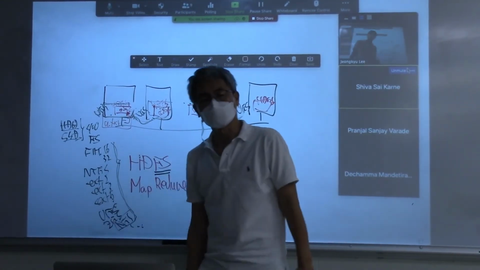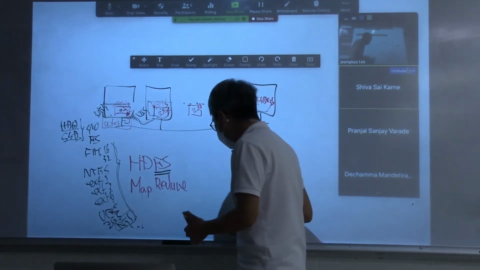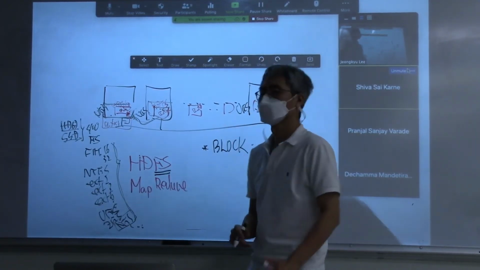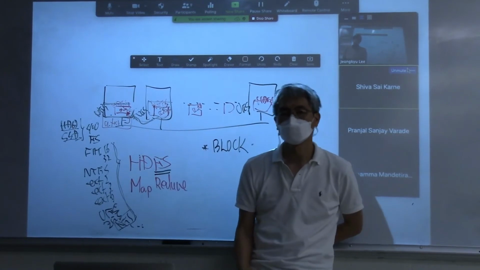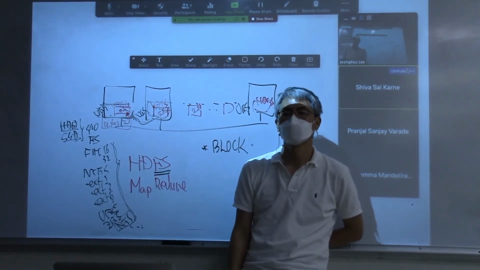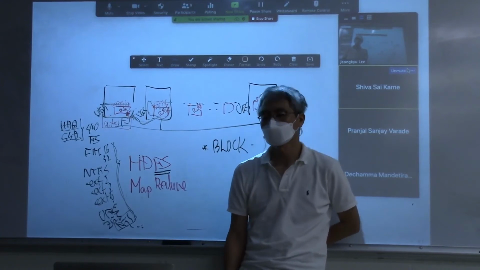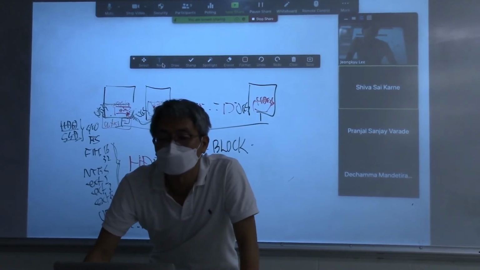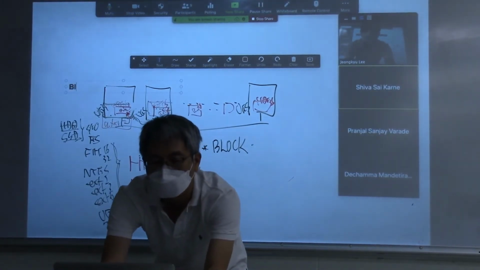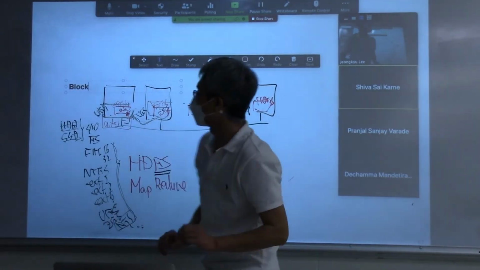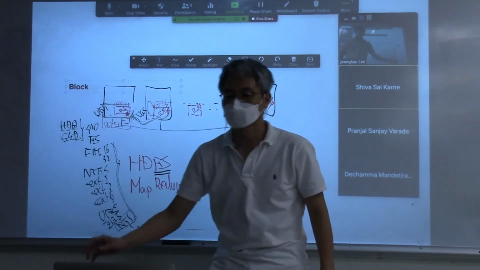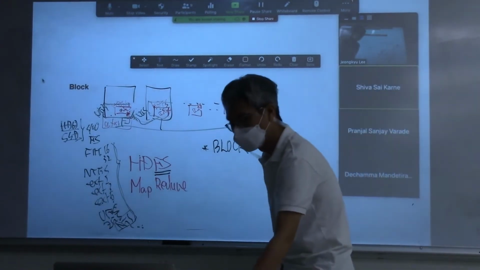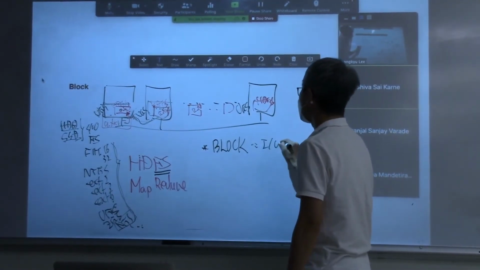Then, what are the differences? The first difference is block. So what is a block? What is a block? Block is, in operating system, the I/O unit.